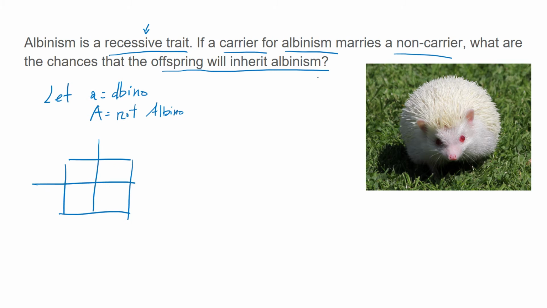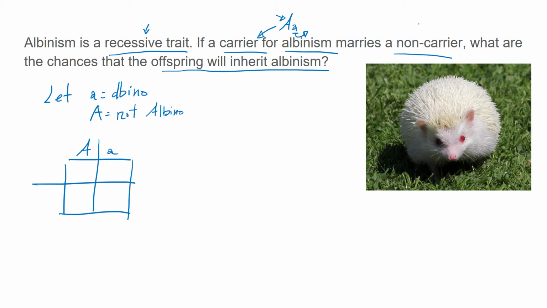Let's figure out the parents. A carrier for albinism. A carrier is an individual that has the affected allele but does not exhibit the trait. Someone who holds the gene for albinism but is not an albino. There's only one way for this to occur, and that's to have big A, little a. The little a means you have the allele for albinism, but because the big A is here, you don't have albinism. So you just carry the allele in you. So one parent is big A, little a.